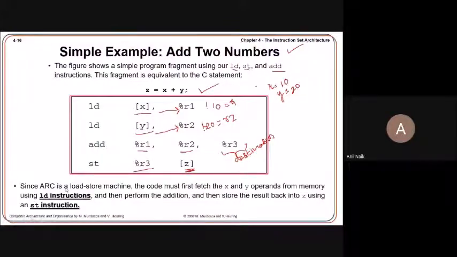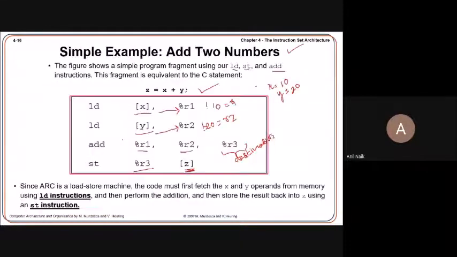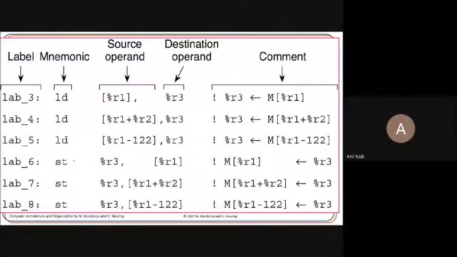Since ARC is a load store machine, the code must fetch the x and y operands from the memory using load instructions, then perform the addition, and then store the result back to Z using store instructions. So it is not that much difficult. ARC is a very simple assembly language. What we discussed here are the load instructions, store instructions, and addition instructions.